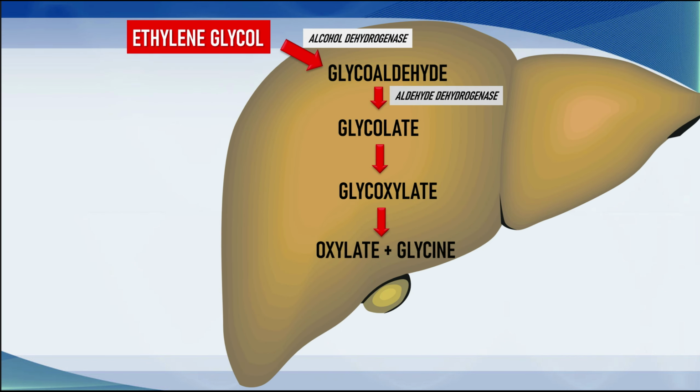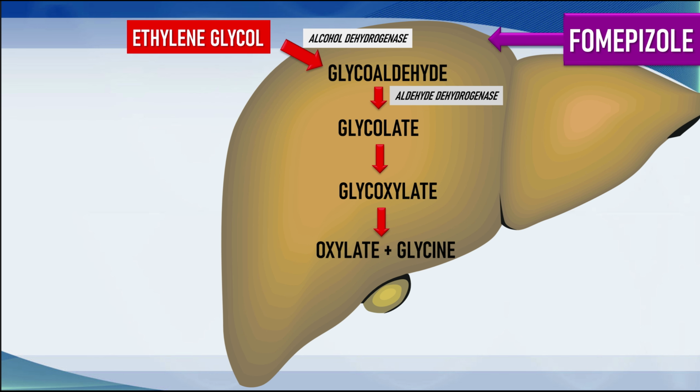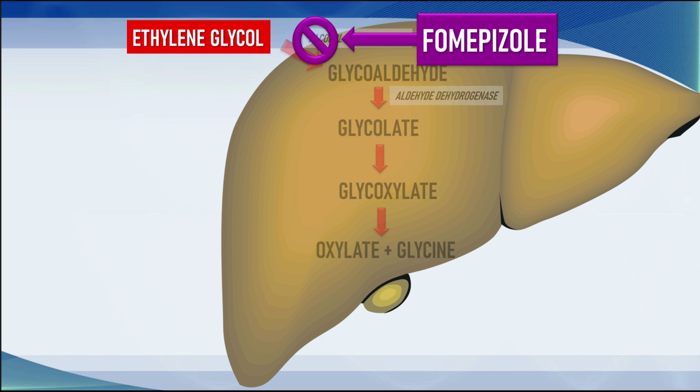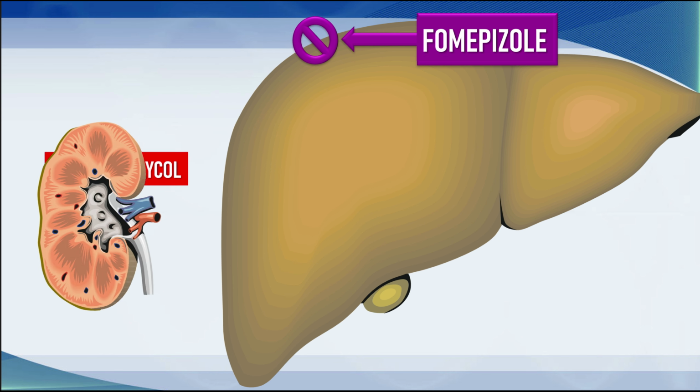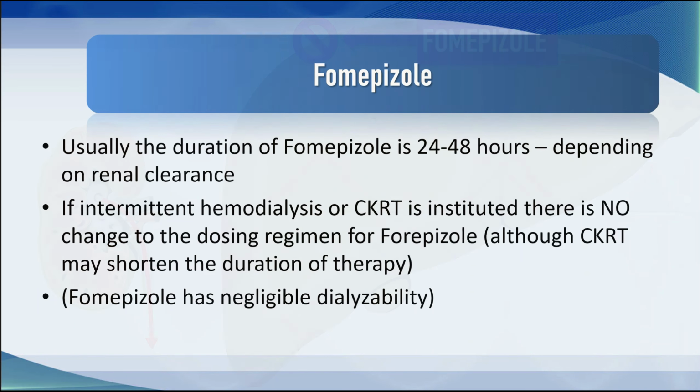And this is how famotidine works. It blocks that alcohol dehydrogenase enzyme and therefore stops the production of all the toxic metabolites. And then gradually ethylene glycol is excreted unchanged in the urine. Usually the duration of famotidine therapy is 24 to 48 hours, depending on renal clearance.